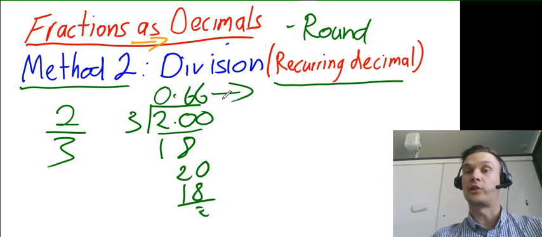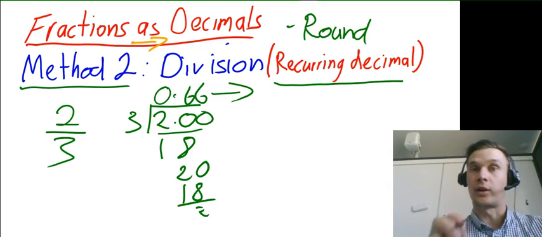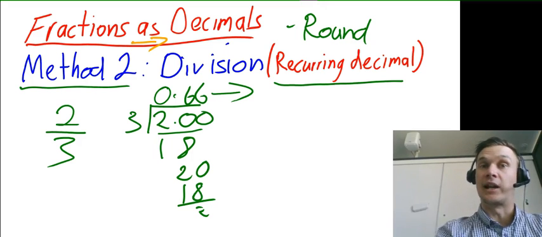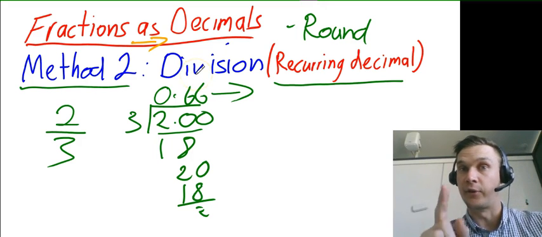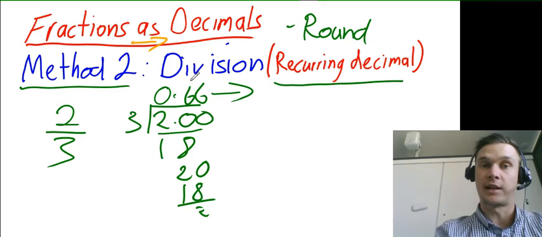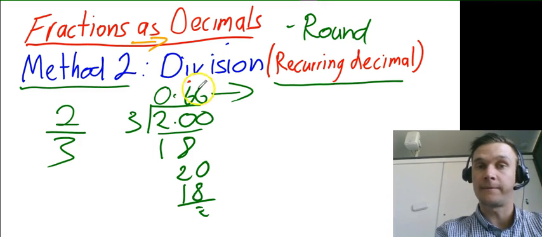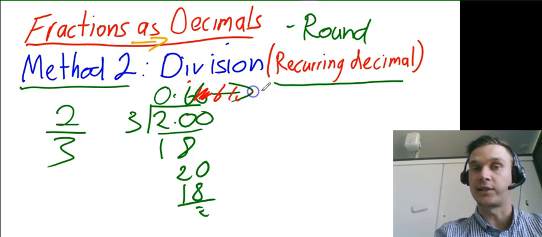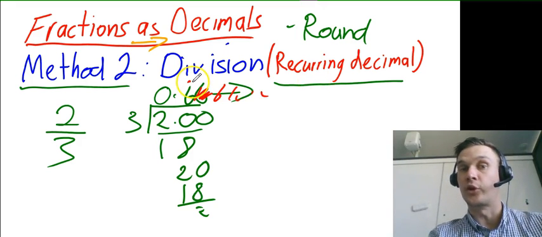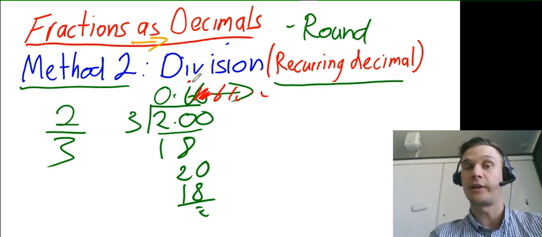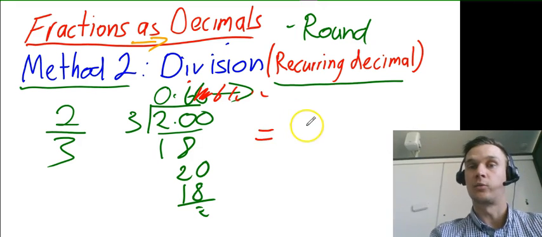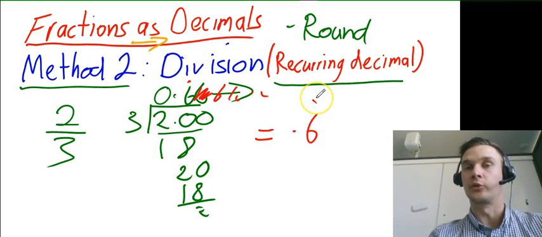So what we need to do is show that this is a recurring number, and the way that you do that is quite simple. All you need to do is put a small dot above the first number. In this case the 6 keeps recurring, so we don't need to keep writing 6, 6, 6, 6, 6. You can just put a small dot above the first number that keeps recurring. So our answer in this case will be 0.6 with a little dot above it.